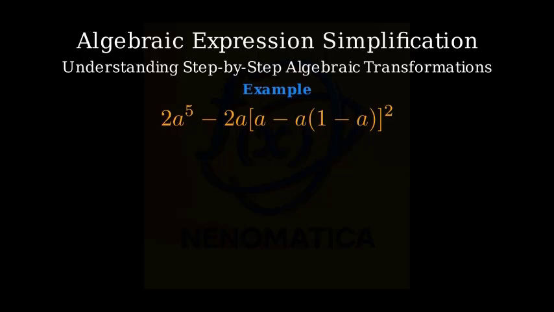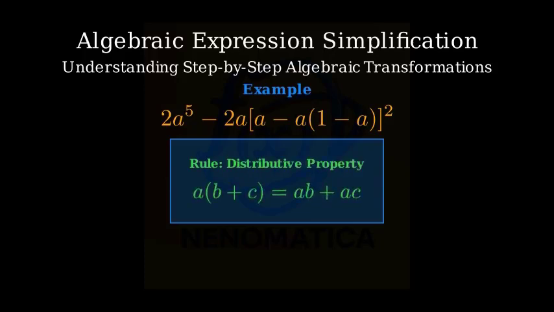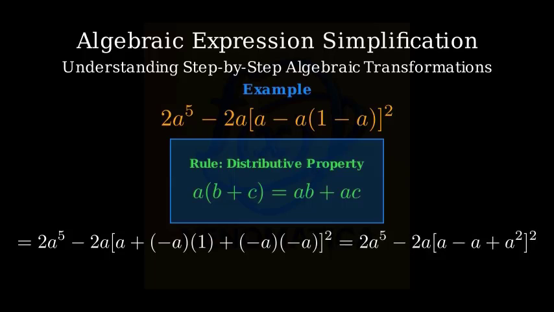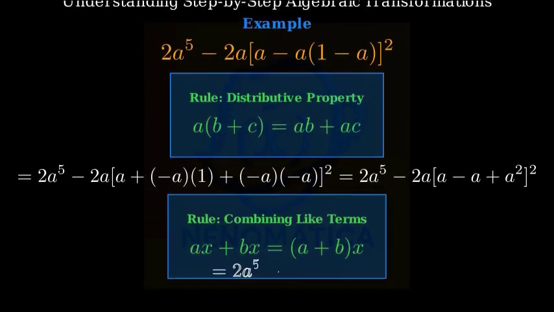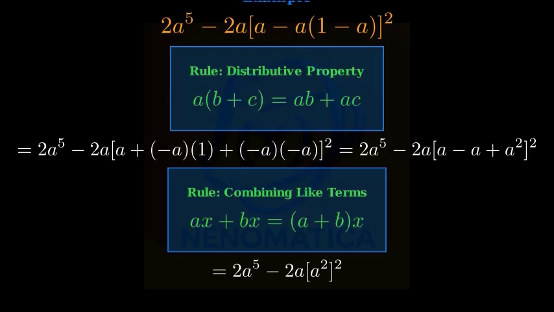Let's start by simplifying what's inside the square brackets. First, we'll expand the expression inside the parentheses. We have a minus a times the quantity 1 minus a. Let's distribute negative a. We get a plus negative a times 1 plus negative a times negative a. This gives us a minus a plus a squared. Now, let's simplify what's inside the square brackets. We'll combine like terms inside the brackets. a minus a equals 0, so we have a minus a plus a squared, which equals a squared.